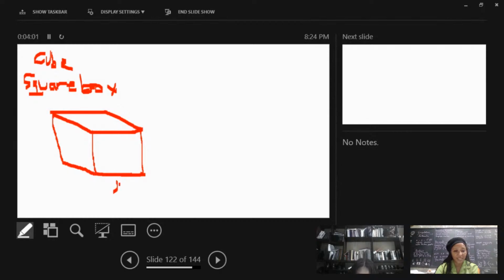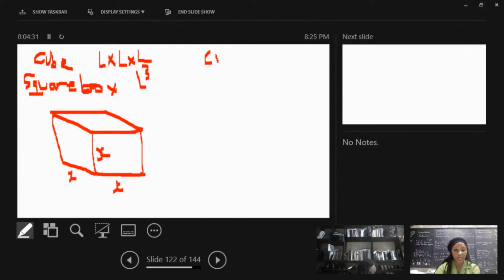So if that's x, that's x, that's x. So the volume of the cube is length times length times length. Since the length is the width is the height, they're the same, right? It's still length times width times height, but because the width and the height and the length are the same, we can just say length times length times length, or length cubed, or side cubed.